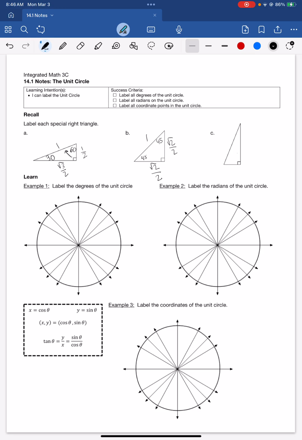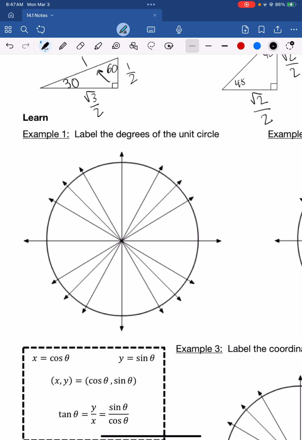Same thing right here as the first problem, except now this is the 60, this is the 30. Across from the 30, 1/2. Hypotenuse always 1, which makes this √3/2. So depending on where the 60 and the 30 are, the triangle might look a little different, but 1/2 is always across from the 30, and √3/2 is always across from the 60.